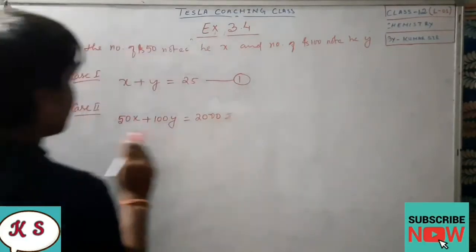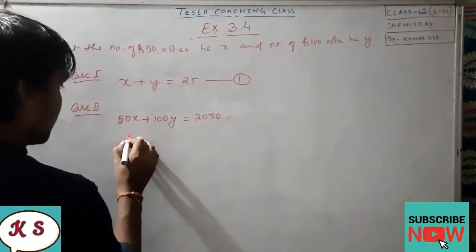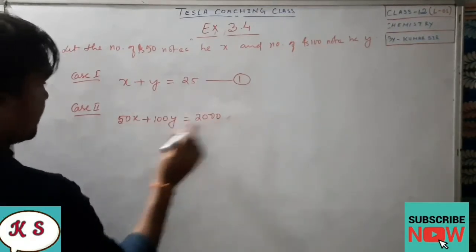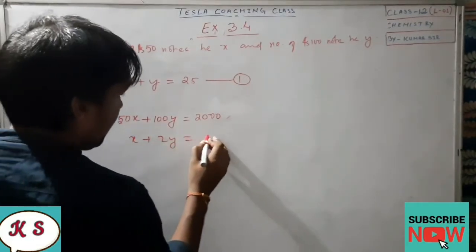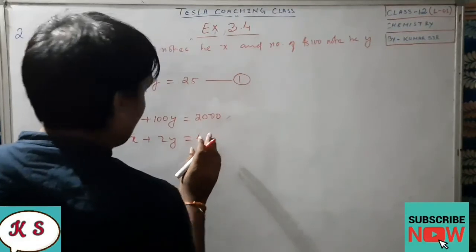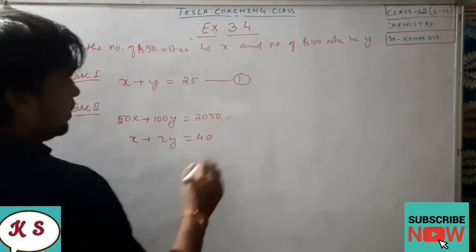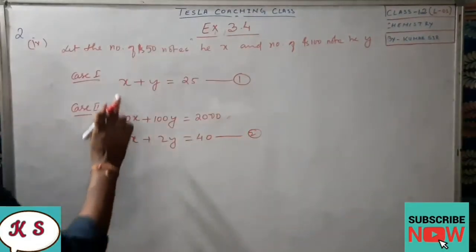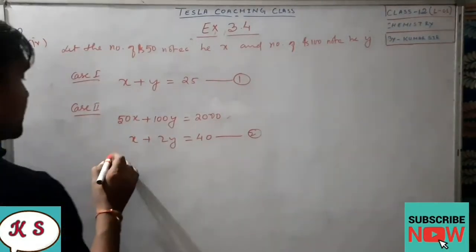Okay. So as you can see, all are divisible by 50, so you reduce it. So you just divide it by 50. So 50X by 50 is X, 100Y by 50 is 2Y, and 2000 by 50, it will be 40. Equation number 2. As you can see, X and X are both positive, their sign is also same, so we will subtract.